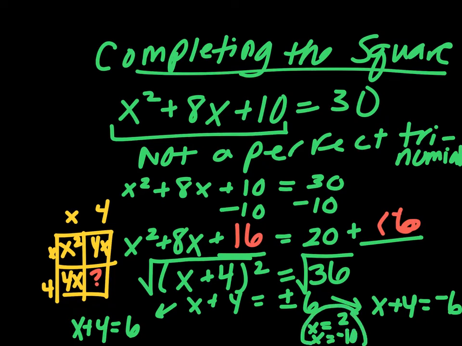So just to recap the steps, first I subtracted 10 from both sides to get rid of the non-perfect square. Second, I added the perfect square to both sides. Third, I wrote the perfect square trinomial as a binomial. And fourth, I used the root method to solve the equation. Those are my 4 steps.